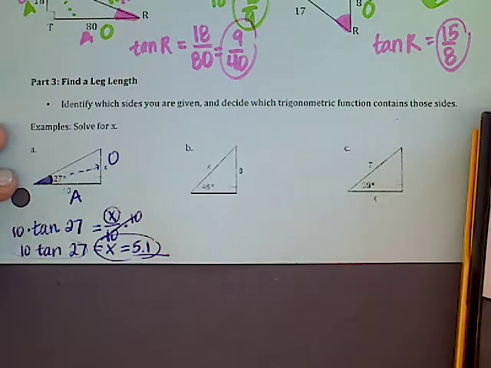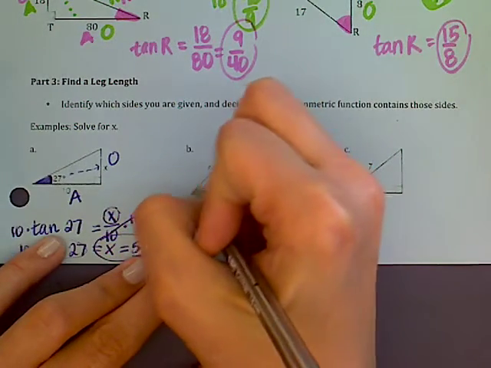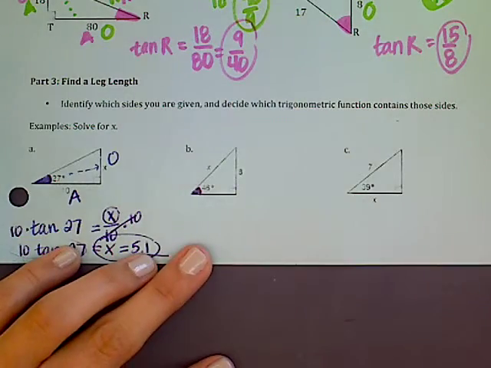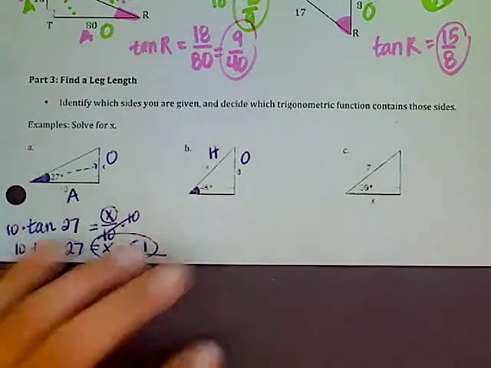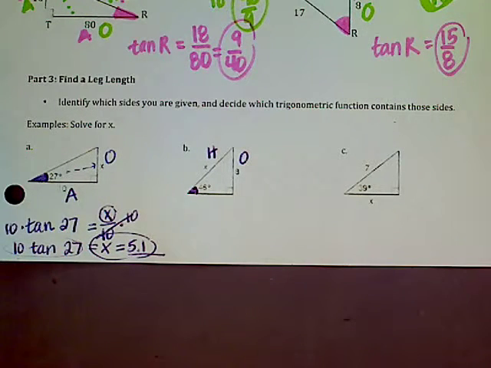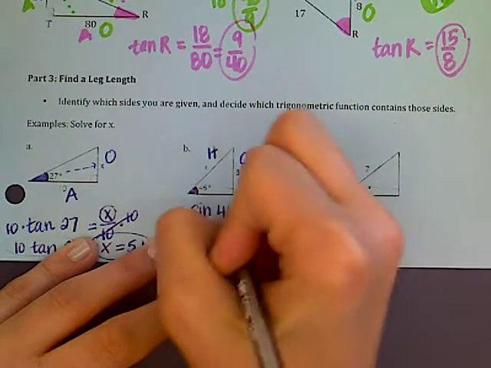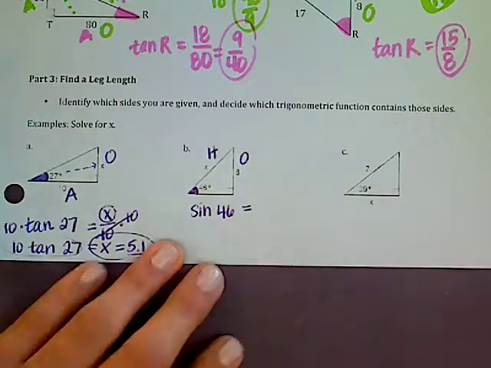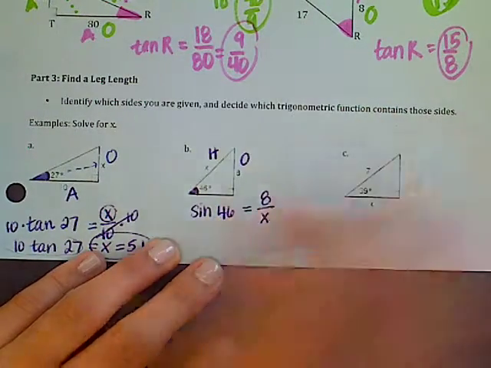Now the next one gets a little harder to solve just because of the positioning. So let's look. We have 46. I see I have the opposite, and I have the hypotenuse. So think, which trig function would I use? I'm going to use sine, because sine is opposite over hypotenuse. So I write sine 46 equals, remember to put your angle in there. Opposite is 8 over x.